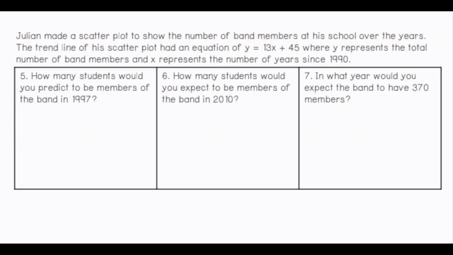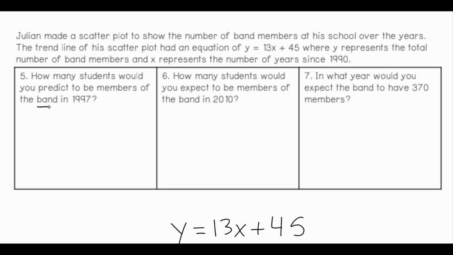Looking at my second example, Julian made a scatter plot to show the number of band members at his school over the years. The trend line of this scatter plot had an equation of y equals 13x plus 45, where y represents the total number of band members and x represents the number of years since 1990. How many students would you predict to be members of the band in 1997? So I have this equation y equals 13x plus 45. The y stood for the total number of band members, and the x was the years since 1990.